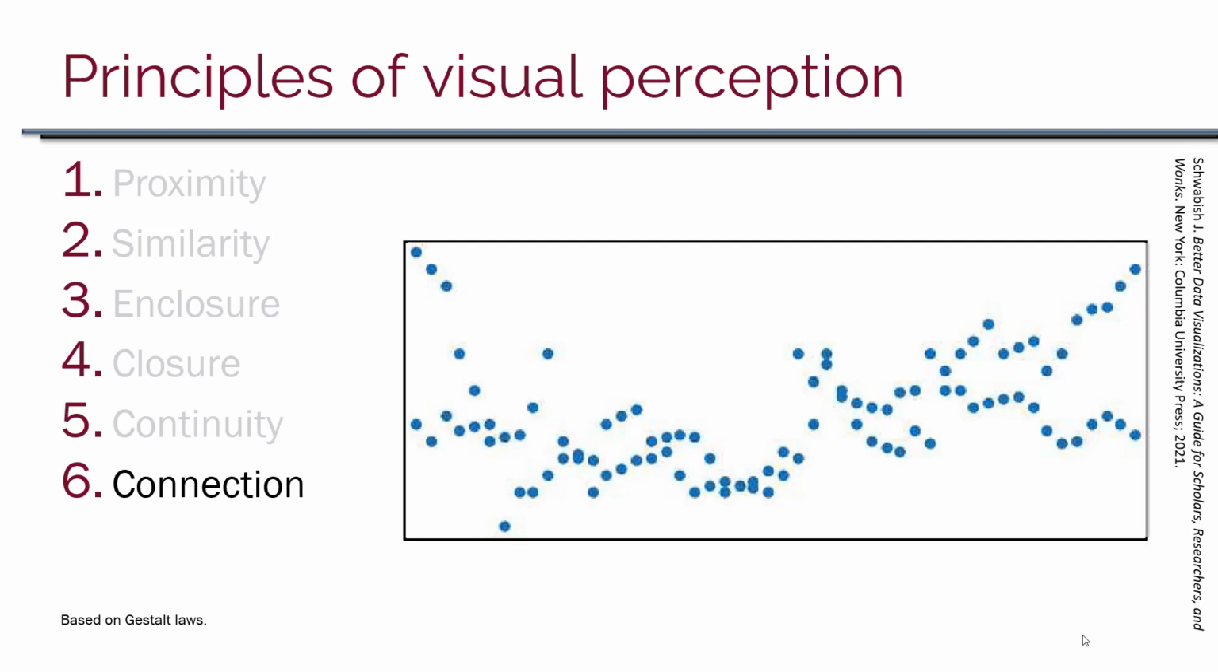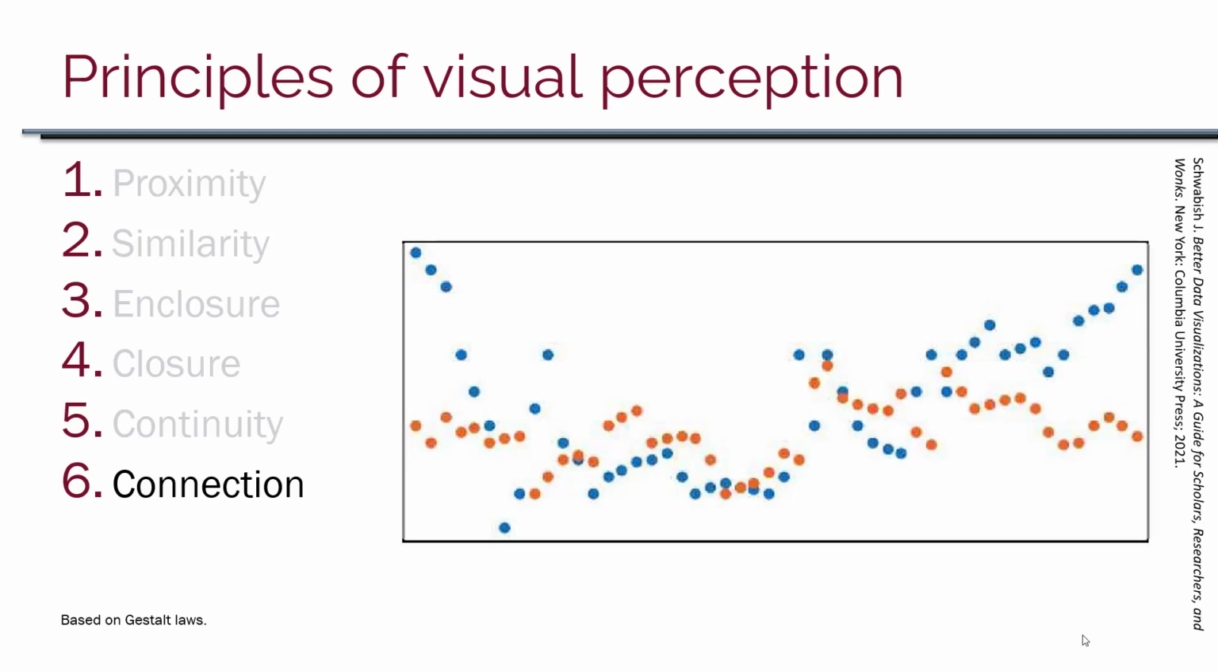When you look at this scatter plot, how many groups do you see? Because now proximity doesn't work very much because they're all over the place. How many sets of data do you think there are in this picture? There is no right or wrong answer. It's difficult to figure it out, right?